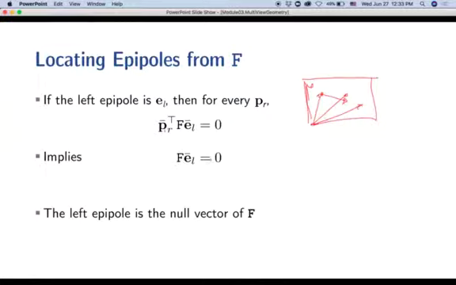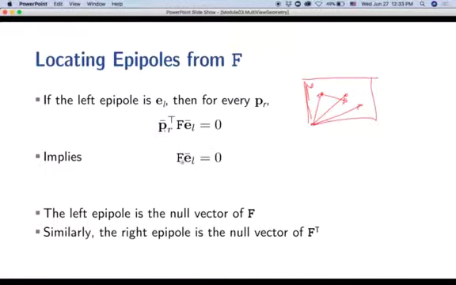And if that's true, then F E_L must be 0. So E_L is the left null vector, the right null vector of F. And similarly, E_R is nothing but the left null vector of F, or the right null vector of F transpose. Okay.